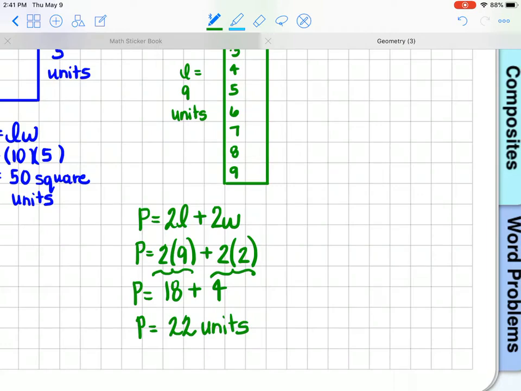Okay. And then your area is LW. A equals length times width. Length is 9. Width is 2. 2 times 9 is 18 square units.